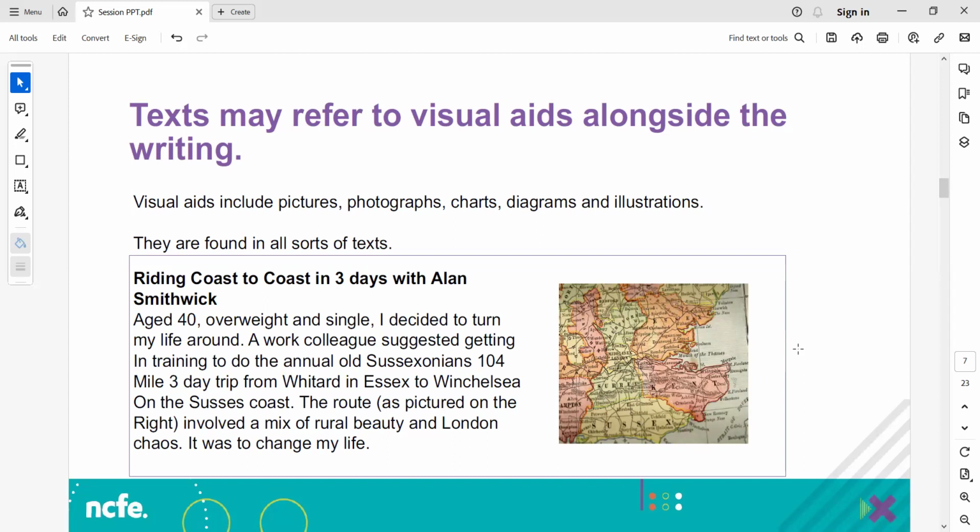So the route is pictured next to the text and shows the route of this 3-day trip that he is taking. So it allows the reader to visualize and understand what the writer is writing about.